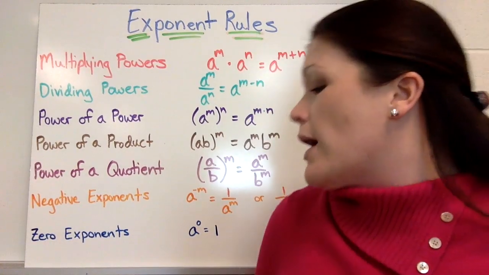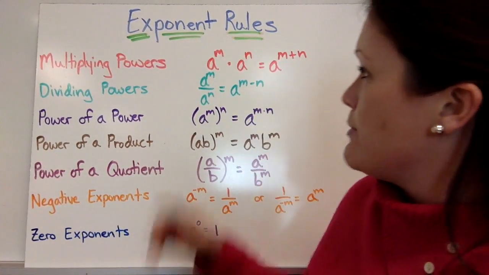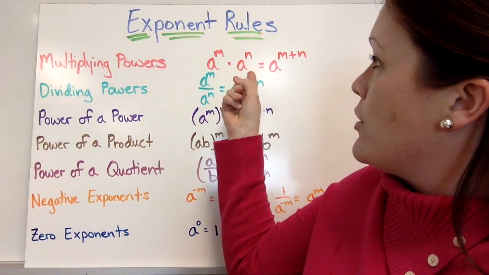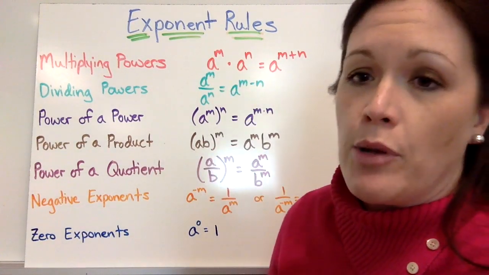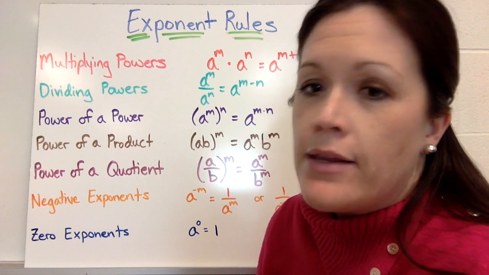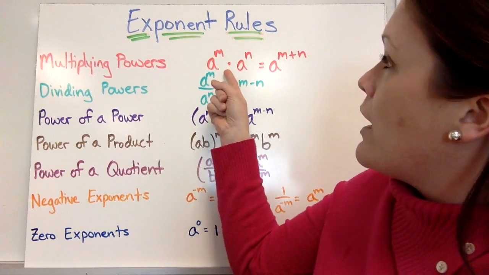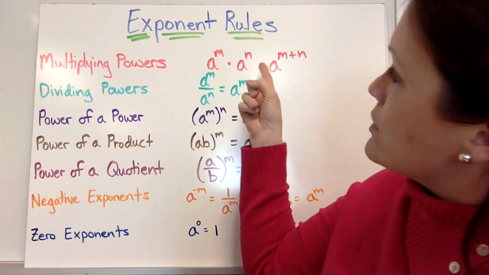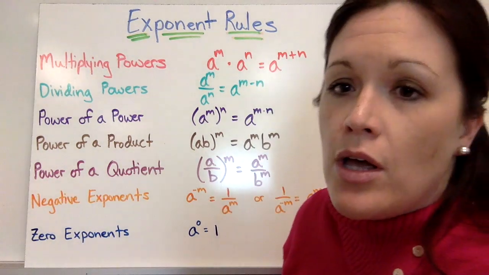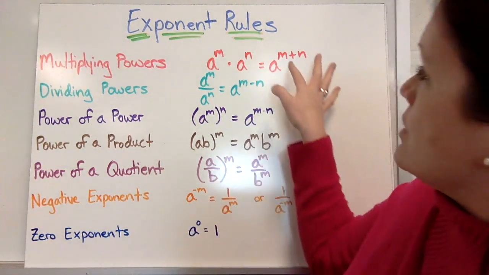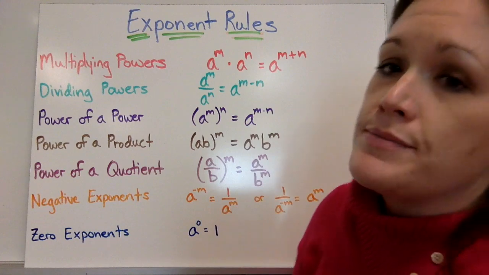Multiplying powers is when you have two like bases. For example, here we have a and another a, so those are like bases. And when they're multiplying, you want to add their exponents. So for example, we have a to the m power times a to the n power. That would simplify to be a to the m plus n power.